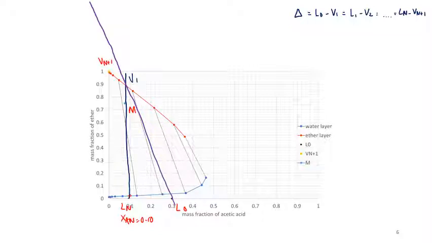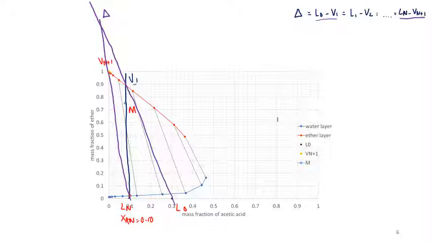Okay, and then if you connect point Ln and Vn plus 1, so you get the intersection between the lines Ln and Vn plus 1 and the L0 and V1, you shall get the point delta. That intersection between the two lines gives you the delta.